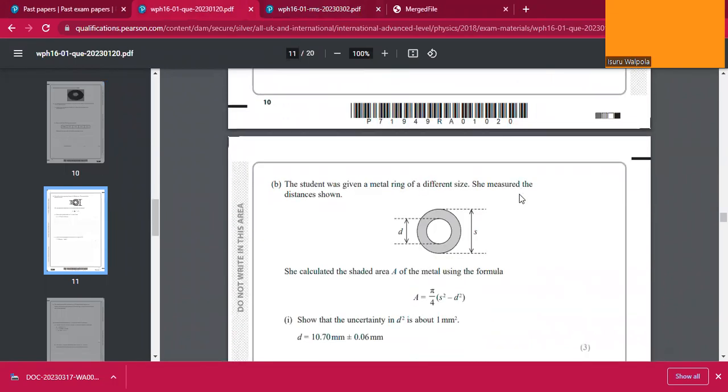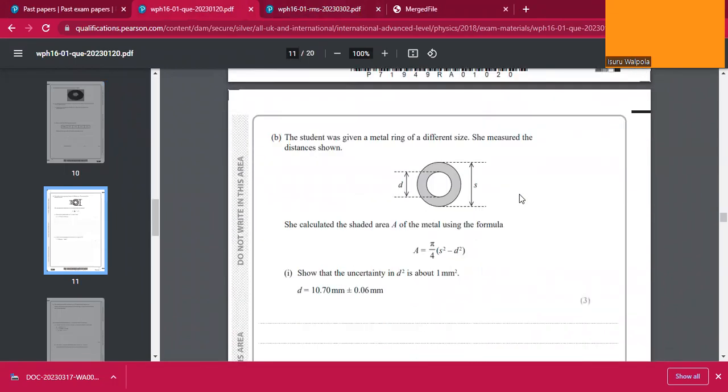Here we have the student measuring S and D, I think, to figure out the volume, but let's see. No, area. She calculates a shaded area. That's pi by 4 (s squared minus d squared). I think you will recognize this. This is the outer area minus the inner area, because pi by 4 d squared is the area formula. It's the same as pi r squared, but instead of r, it's d.